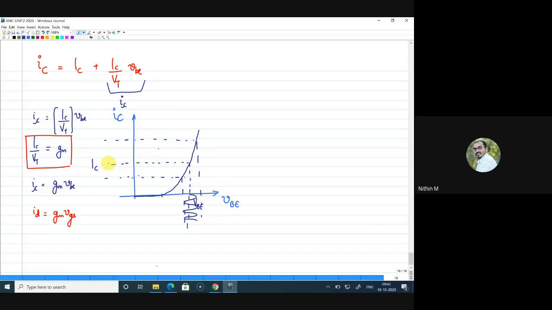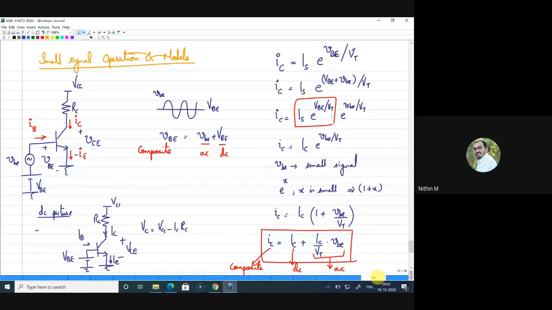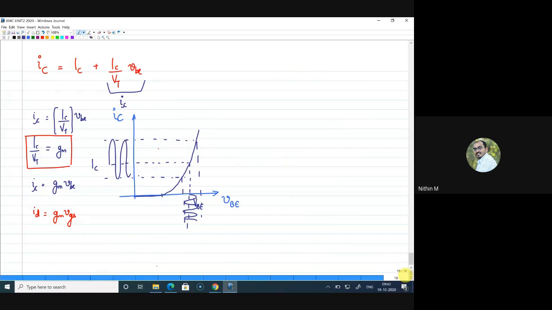What I'll have here is a larger variation. A small variation in the base to emitter voltage is giving you a larger variation in current, because the curve looks like an exponential curve, and that will give you a larger current on this side, right? So is this clear? The way I developed the relation between small signal current and small signal voltage. Any doubts so far?